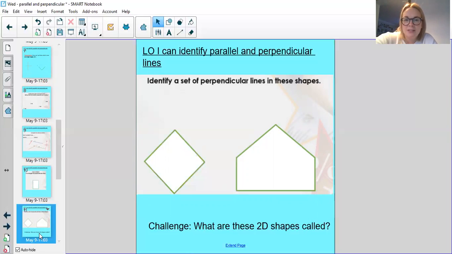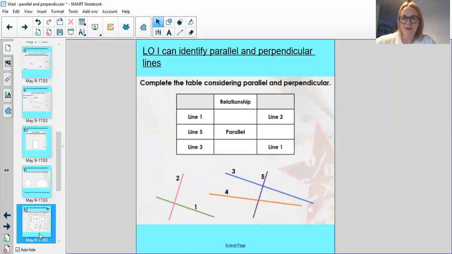Okay, so hopefully you noticed the square, it's just been rotated, but it is still a square. So you've got perpendicular lines, 4 corners there, and you've also got perpendicular lines in your pentagon, the 5-sided 2D shape. So you've got them meeting at the bottom corners and also at the top, because that's a right angle up there. Great.